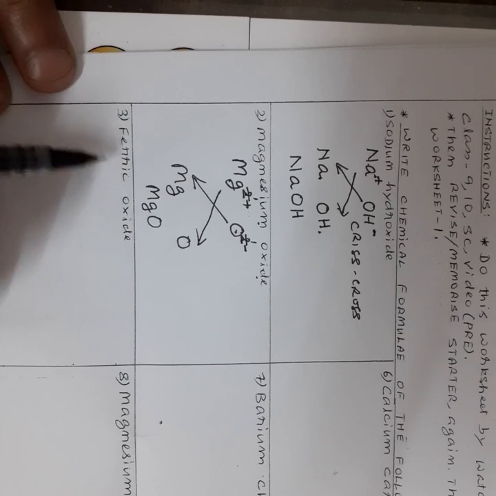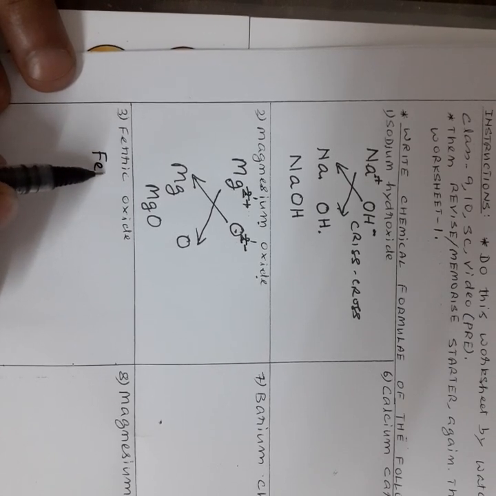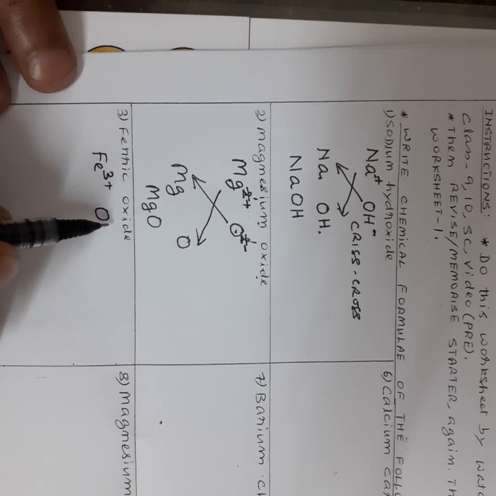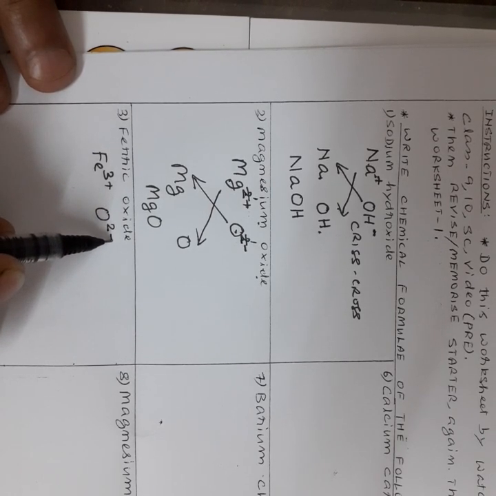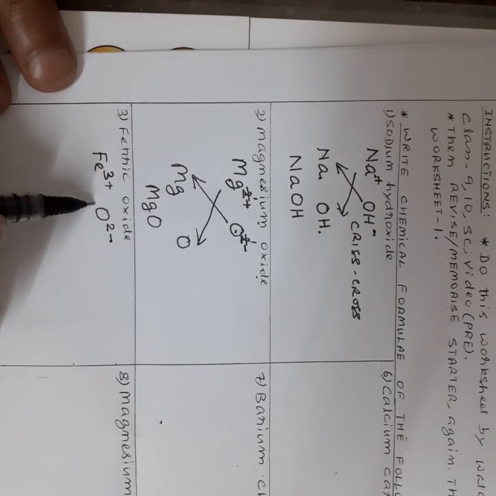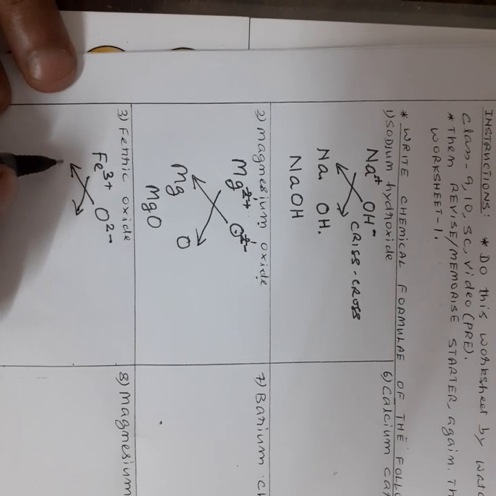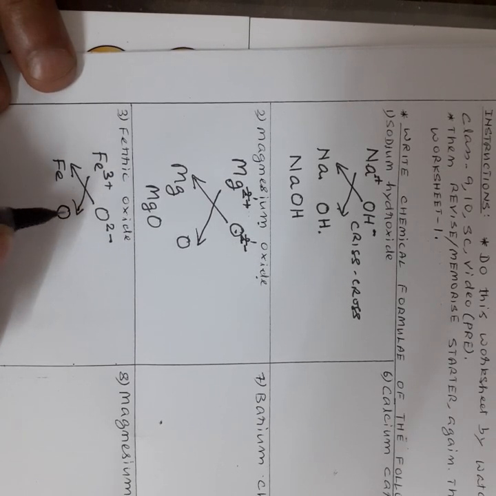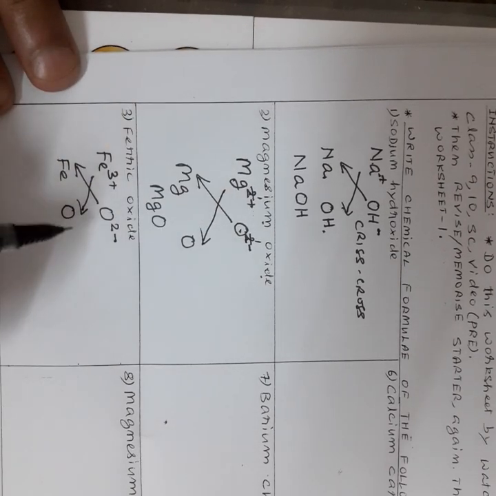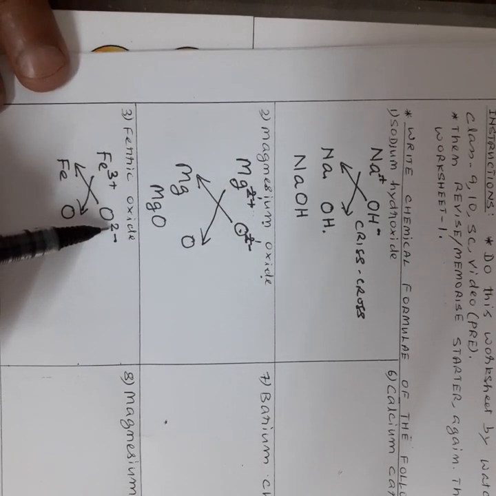Likewise, here ferric ion we know is Fe3+, and oxide ion is O2 minus. Now second step, we check the valencies to cancel. But since 2 and 3 can't cancel, we go to the third step, which is crisscrossing valency. Here we write Fe without the 3 plus, and O without the 2 minus. And as we learned earlier, crisscrossing valency means exchanging the valencies.